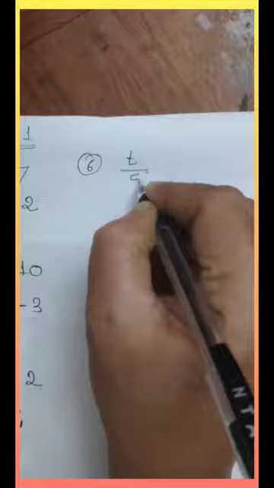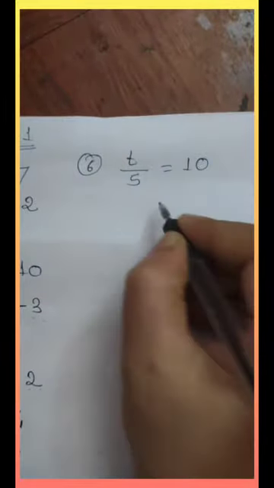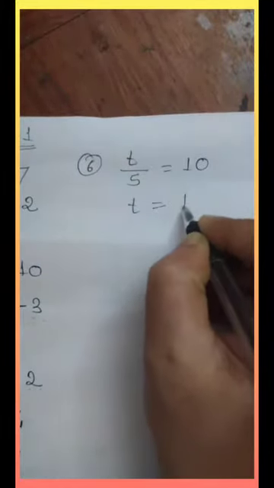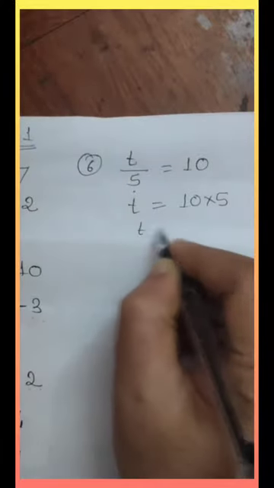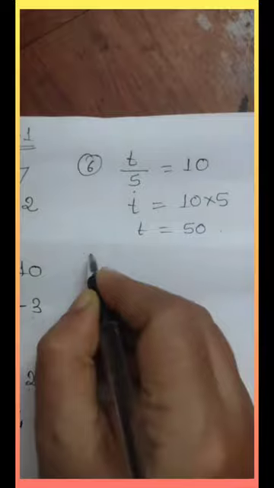t upon 5 is equal to 10. t is equal to 10. This division changes to multiplication. Therefore, t is equal to 10 5s is 50.